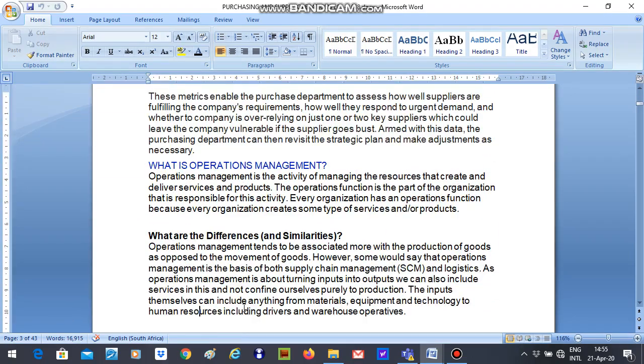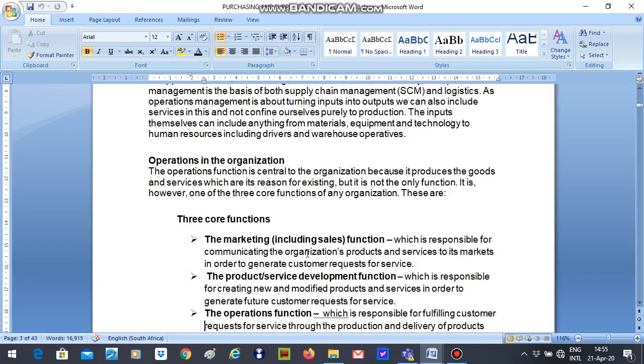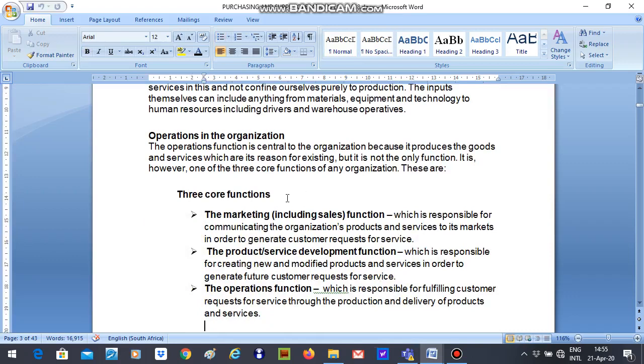So I would scroll down and look at what is operations management. Operations management is the activity of managing the resources that create and deliver services and products. So it is the activity that manages the resources that create and deliver services and products. That is what operations management is about. We'll go down there and look at the functions of operations management.